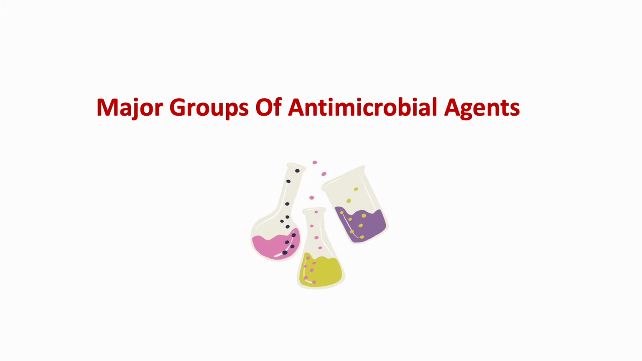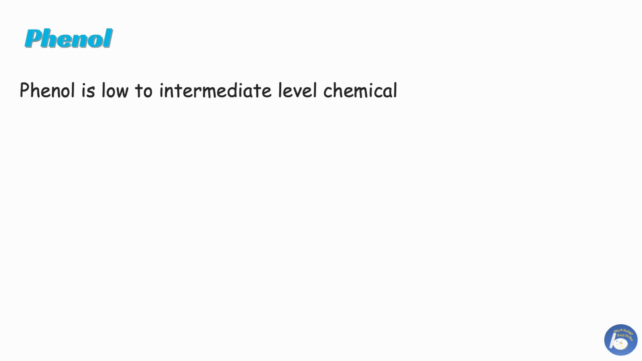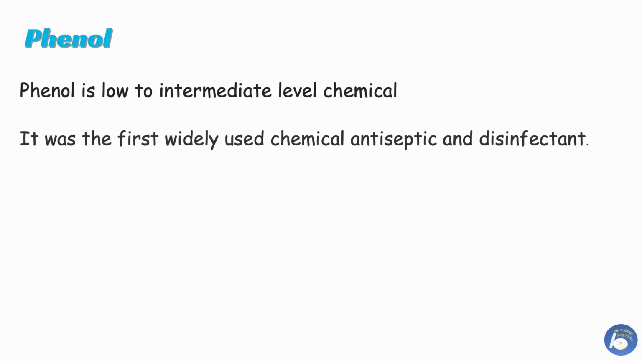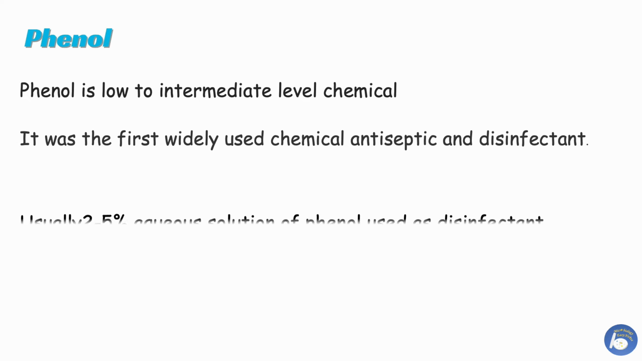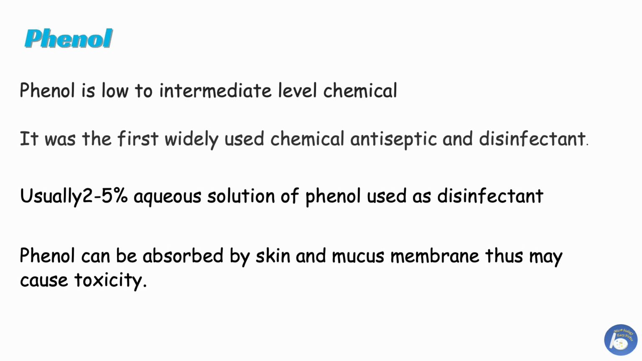And now, major groups of chemical antimicrobial agents. The first group is phenol. Phenol is low to intermediate level chemical. It was the first widely used chemical antiseptic and disinfectant. Usually, 2 to 5% aqueous solution of phenol is used as disinfectant. Phenol can be absorbed by skin and mucous membrane, thus may cause toxicity.